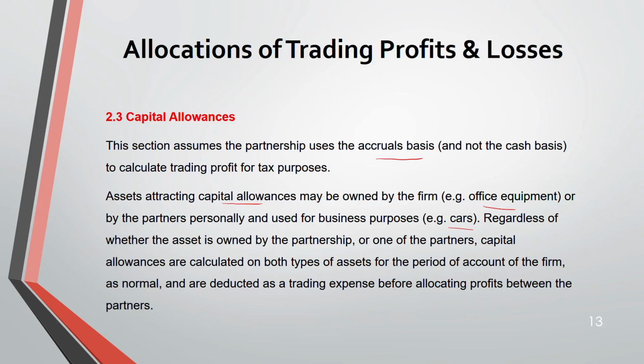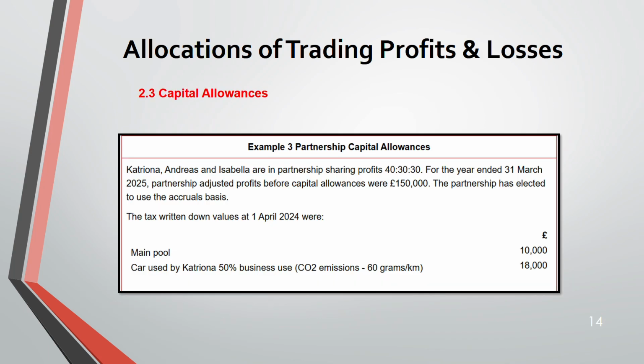or cars that are used by partners for their business purposes. Regardless of whether the asset is owned by the partnership or one of the partners, capital allowances are calculated on both types of assets for the period of account of the firm as normal, and deducted as a trading expense before allocating profits between the partners. So we calculate the profit and deduct the expense, that is capital allowance, first, then we allocate the profit among the partners. So now example 3.